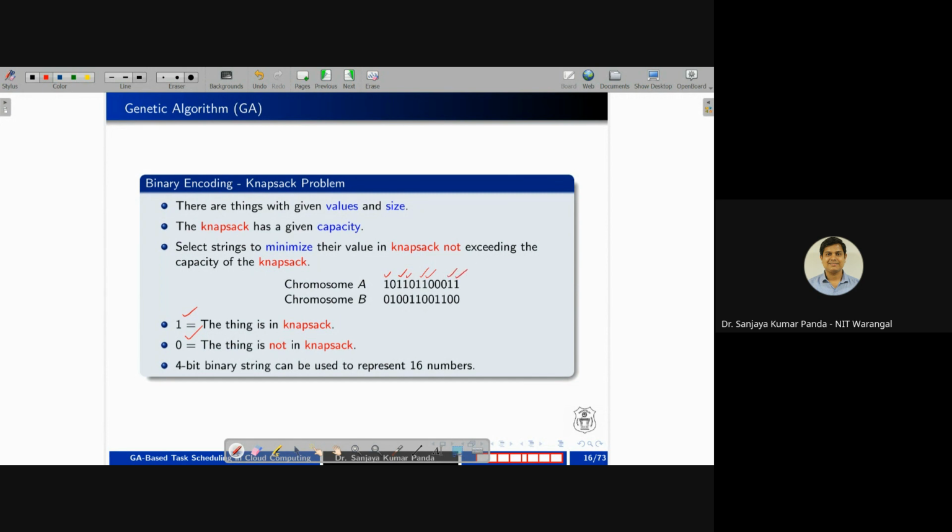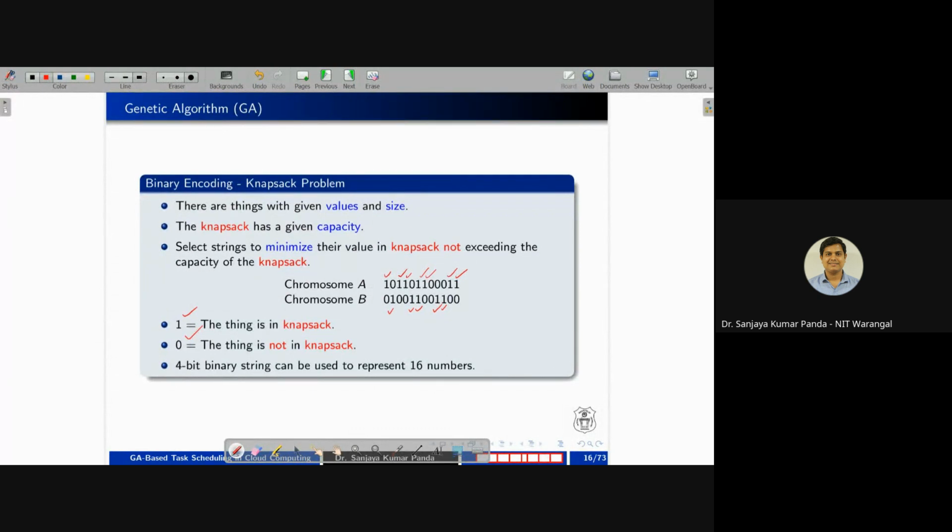Similarly, if you go for chromosome B case, I am taking the second item, fifth item, sixth item, then I can say ninth item and 10th item. So whether it is chromosome A or chromosome B, that is providing a valid solution. Based upon your absorb capacity, you are going to select some items. Again, selecting a particular item and its value is different.